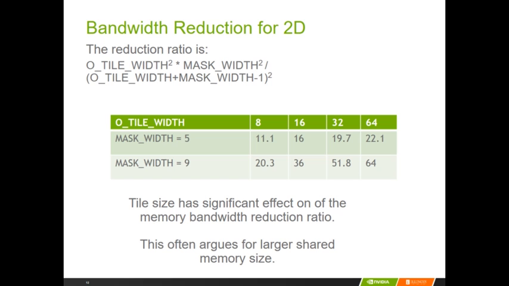This shows that the tile size has a significant effect on the memory bandwidth reduction ratio, and that's the reason why there's always a pressure for the GPU vendors to increase their shared memory size so that they can accommodate bigger tiles and therefore achieve higher memory bandwidth reduction ratio.